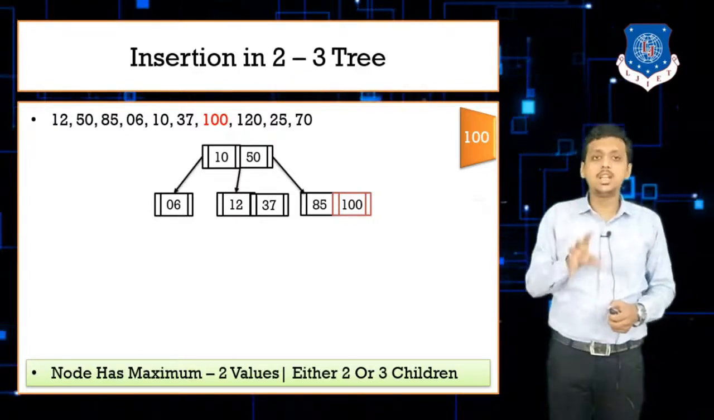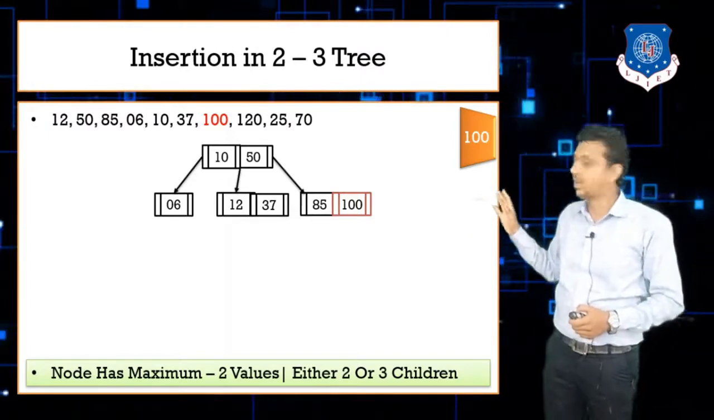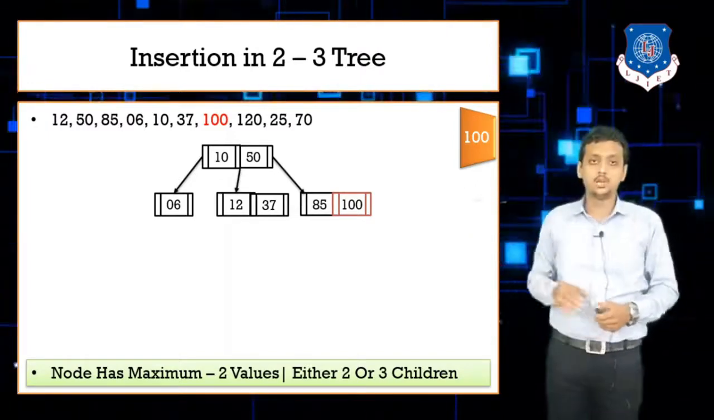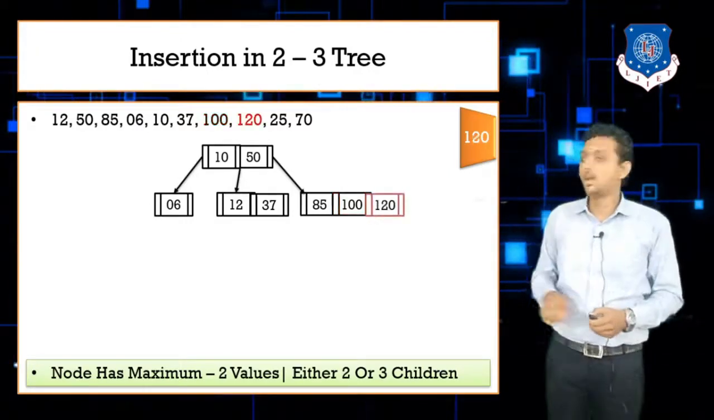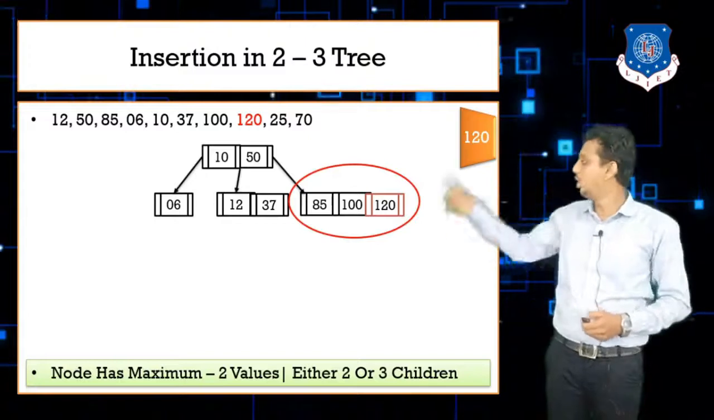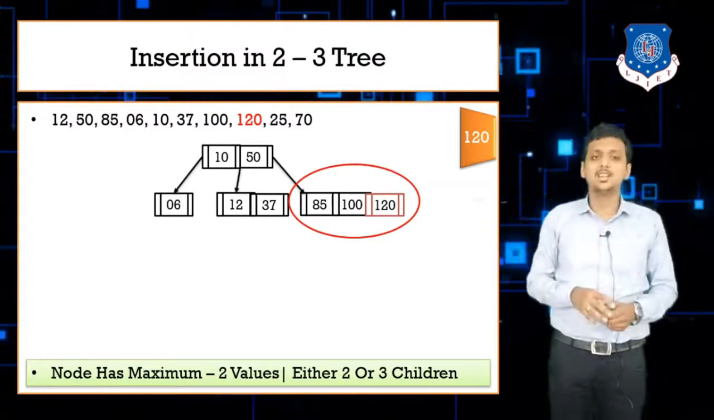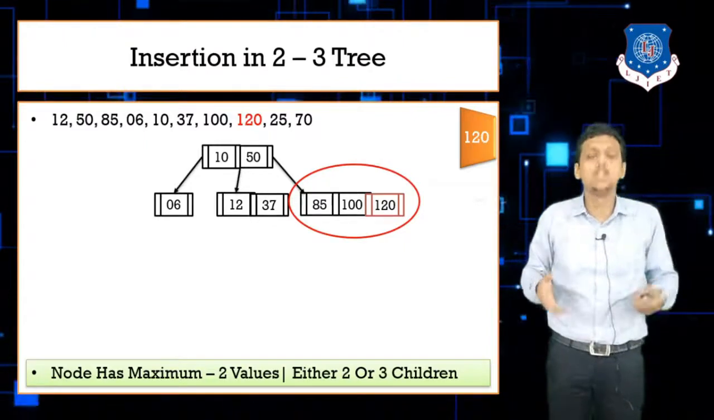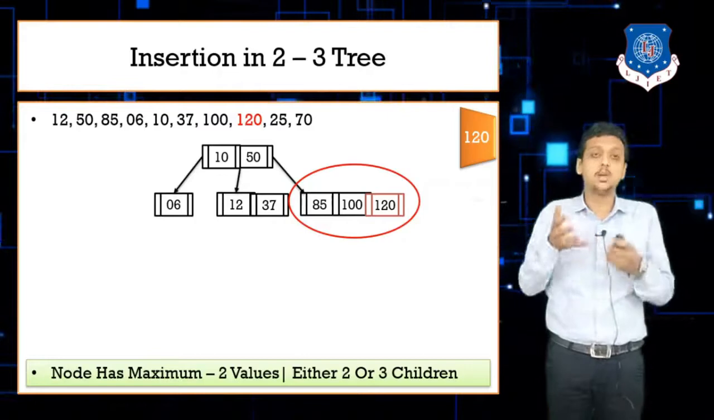See, 120 is inserted on the right of 100, that means with 100. But my 100 node is full. The whole node is full right now. So you cannot insert 120 over there. So what to do? We just need to split again, because my node is full.